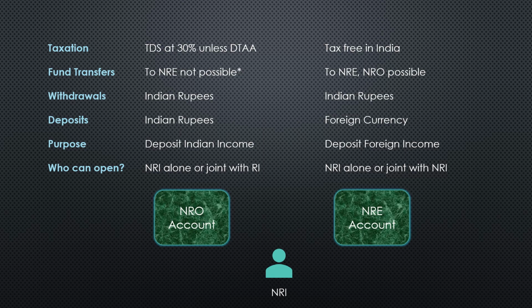From a taxation perspective, for all the returns that you generate, like interest or anything else out of your NRO account, tax is deducted at source at 30% by default, unless you have a DTAA form submitted to your bank. This DTAA is subject to the country where you are living. That country should have executed a DTAA with India, and you should be allowed to use it. Otherwise, TDS will be deducted by default at a 30% rate.